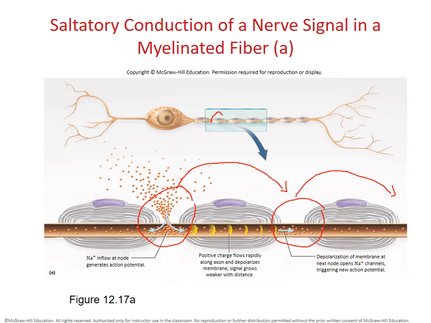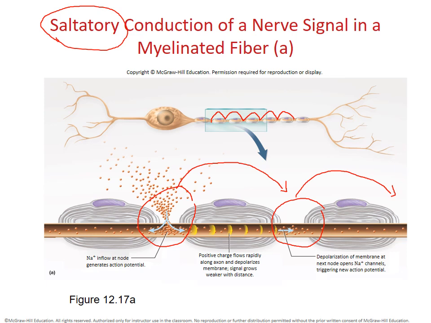And so you get this kind of jumping effect where the action potential appears to leap or jump from node to node. This is referred to as not continuous propagation, but saltatory propagation of a nerve signal. Saltatory propagation. And a saltation is a fancy word for a leaping or a jumping.